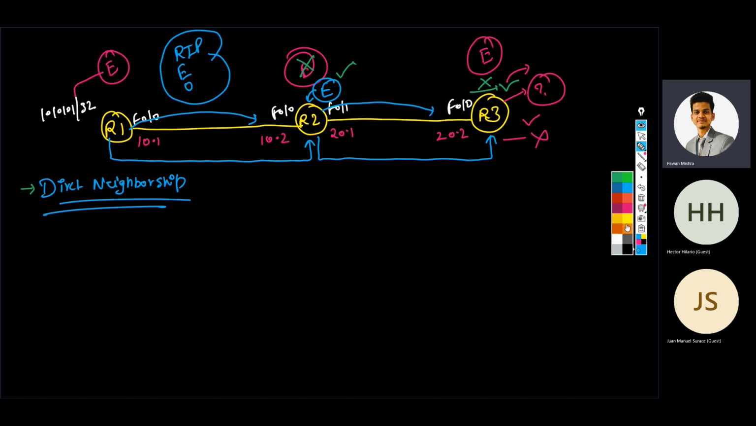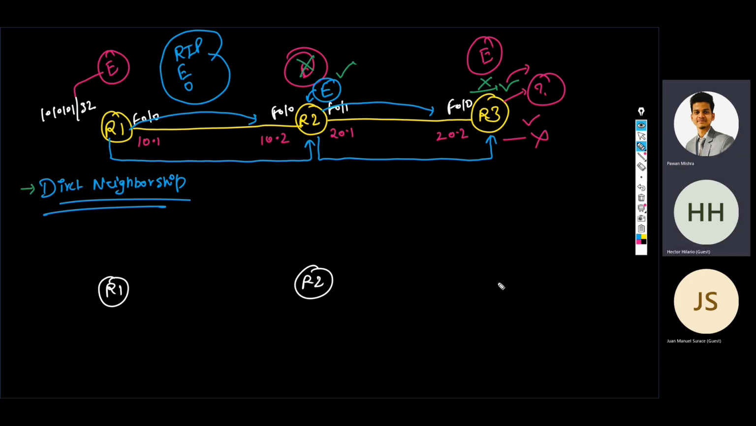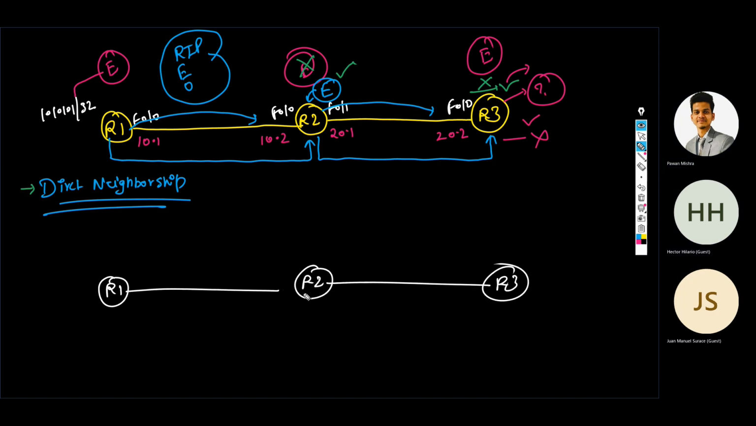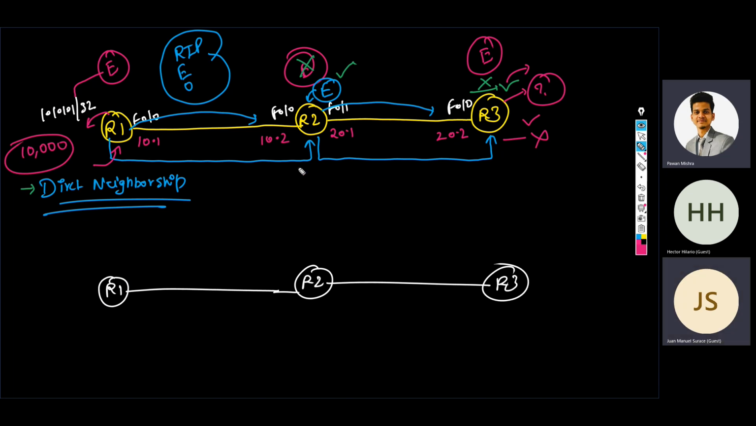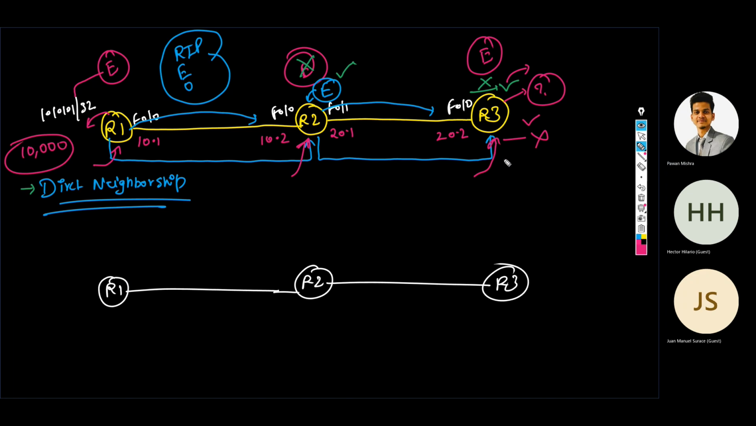Direct neighborship. But if I talk about BGP, let's say we have routers R1, R2, and R3. What is the advantage of BGP? Okay, one more problem here. Let's say this R1 router has 10,000 routes. Those 10,000 routes will be received by R2 as well, and those 10,000 routes received by R3 as well, correct?